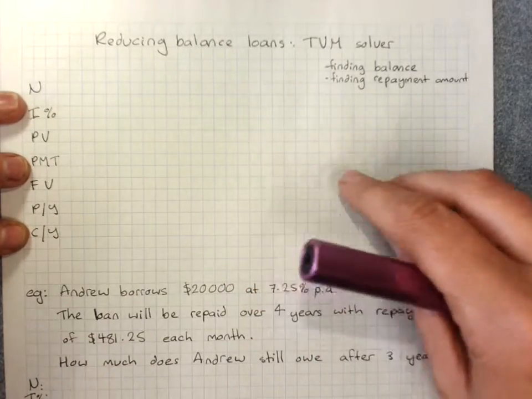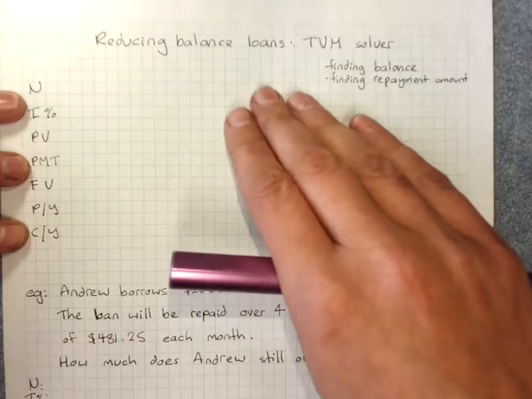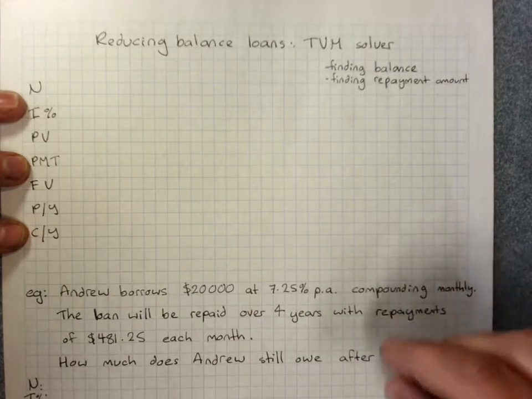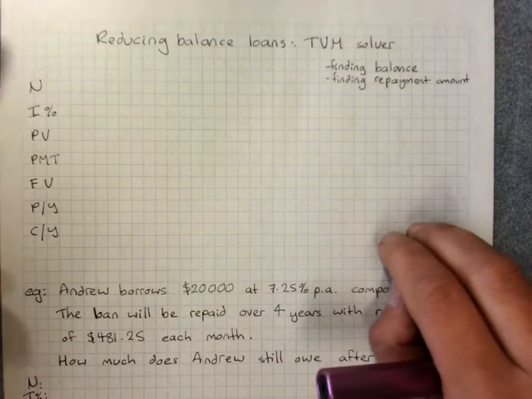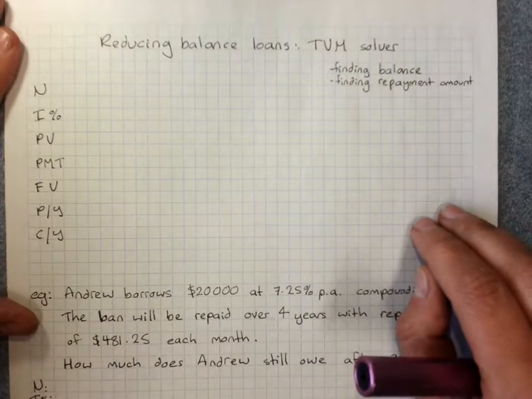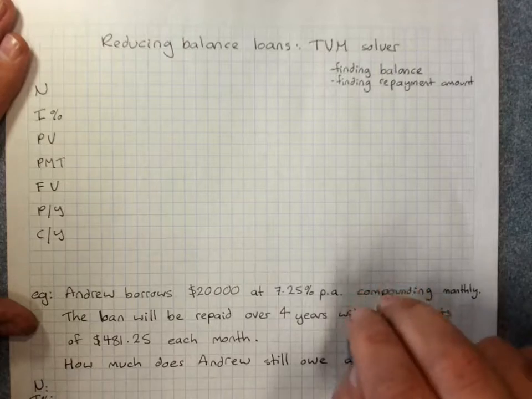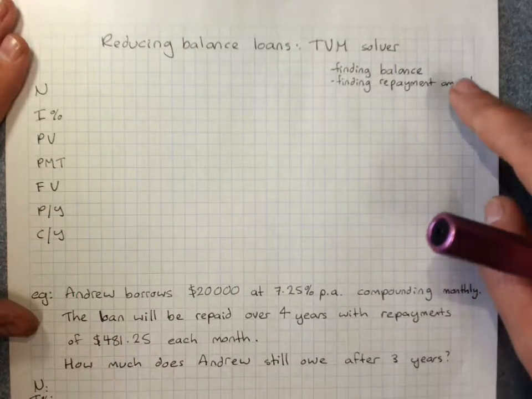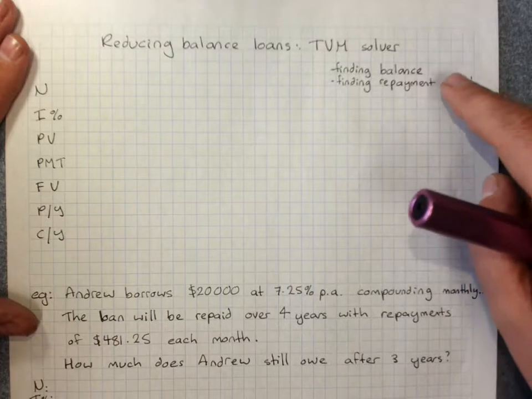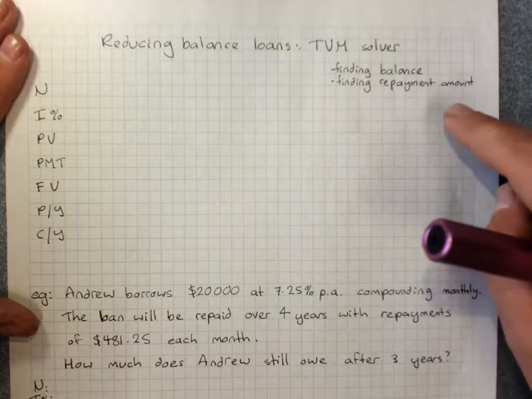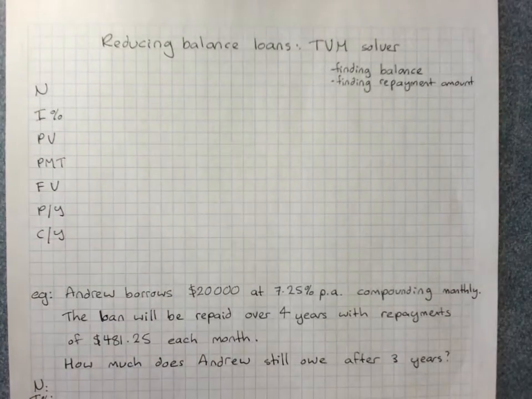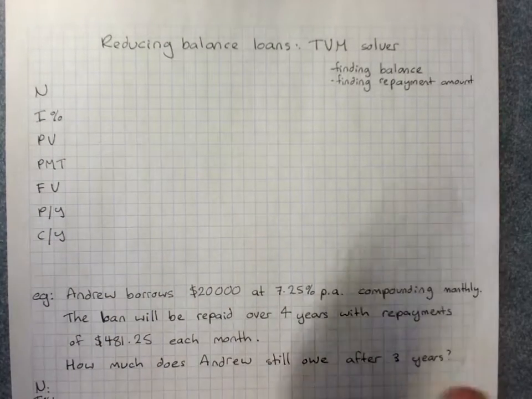We can find out what happens if we change the requirements of the loan partway through, if we want to pay it off faster. There's a lot of stuff that we can do with this. You really will need to be able to understand the TVM solver, not just learn the method for finding the balance or learn the method for finding the repayment, because there's too many methods and you'll get confused. So you have to understand what's happening.